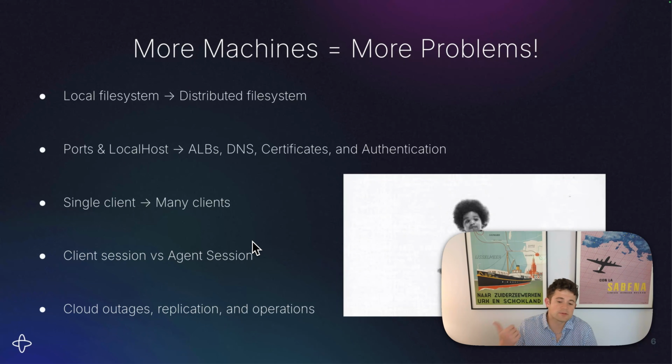These are some of the problems that we run into, right? We have local file system becoming a distributed file system. We have ports and local hosts moving into ALBs, DNS, certificates that need to be dealt with, authentication. We have one client to many clients, and we have to introduce this idea of a client session versus an agent session. Do I want to have a conversation with a continuous agentic session over multiple visits to the app, for example?